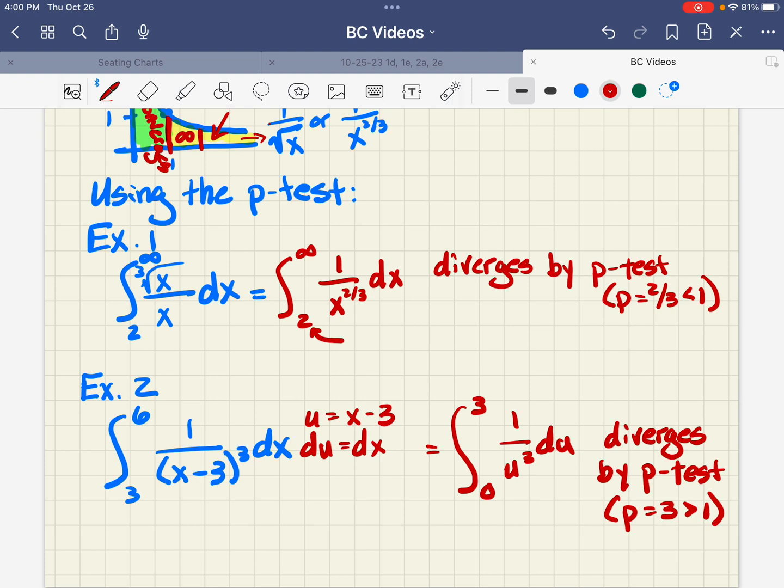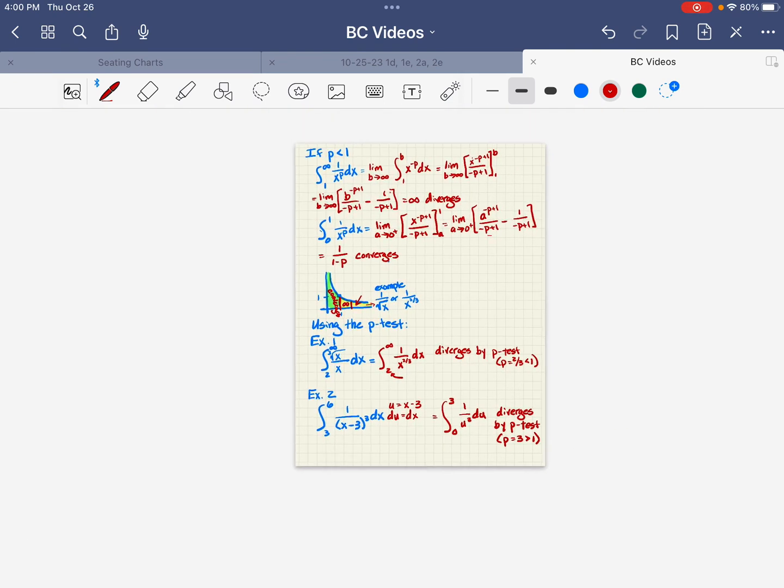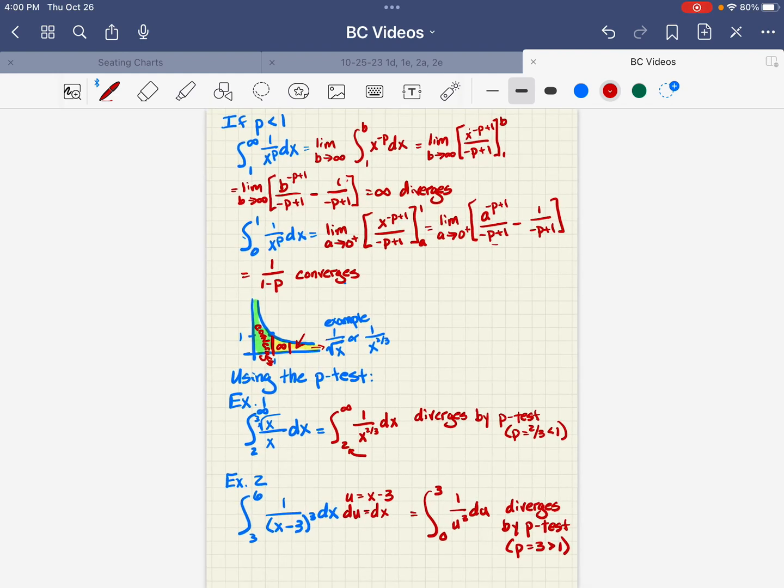Now, I notice I just accidentally chose two examples where it diverges. You can also use the p-test to show that something converges. That's completely legit. So what we're learning here is if you can just do a little algebra or a little u-sub to get it into the form 1 over x, or whatever variable, to the p, you can quote the p-test and save yourself some steps with limits. Okay? So here, I'll zoom out so you can see the whole thing in case you needed notes. That is the p-test, ladies and gentlemen.